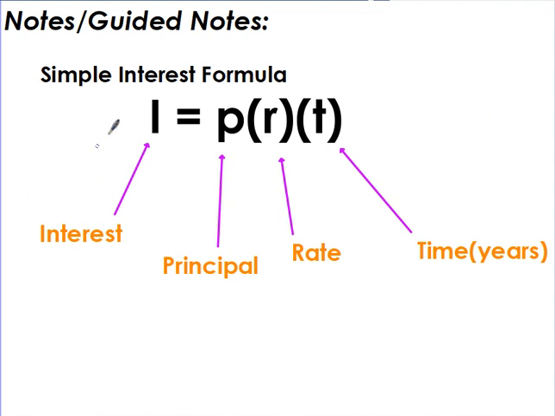The simple interest formula is I equals PRT. I is the amount of interest that you actually make, so this is a dollar amount, or that you have to pay. P is the principal, the starting amount. R is your rate, that's the percentage. And T is time in years, how long you have to pay it off.